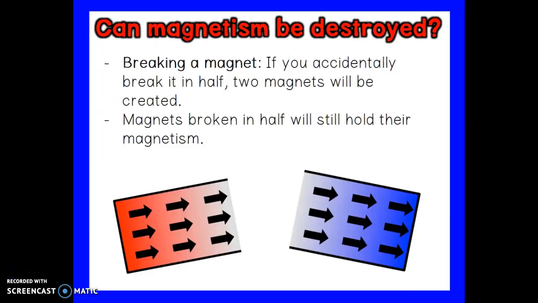Can magnetism be destroyed? We learned all about magnetism, but can it be destroyed? Let's find out. Let's say you accidentally break a magnet in half. What happens? If you break a magnet in half, it will turn into two magnets. They will each have a north and south pole. Breaking a magnet in half will not destroy its magnetism.